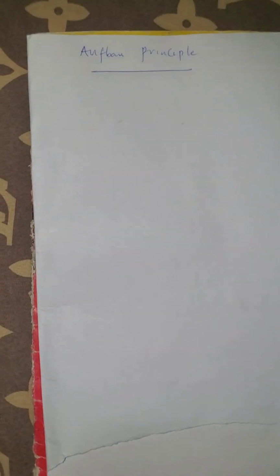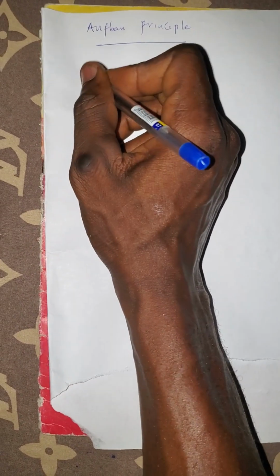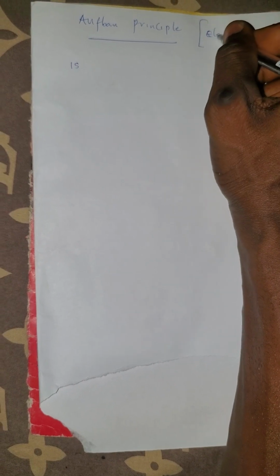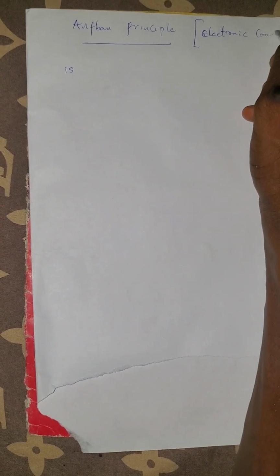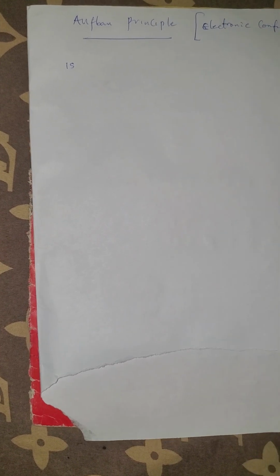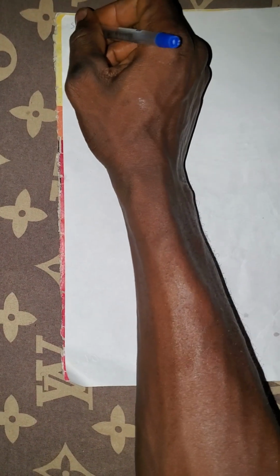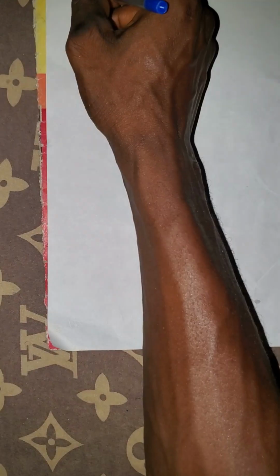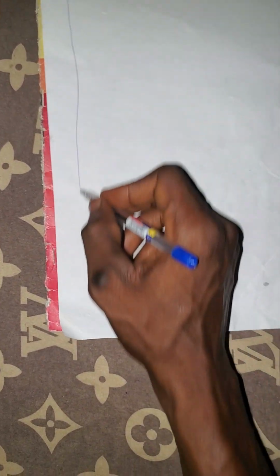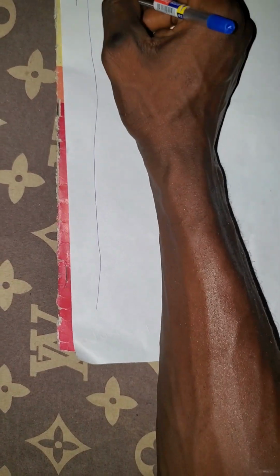Now, according to Aufbau's principles, which gave the electronic configuration of each element on the periodic table, we are talking about the elements on the periodic table, so let us firstly talk about the first 20 elements. Let's check the elements.